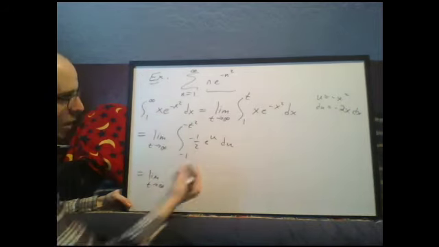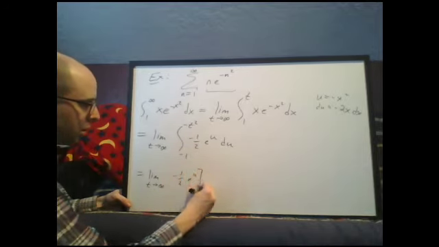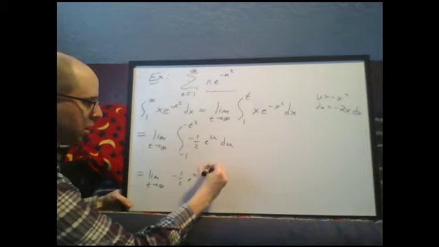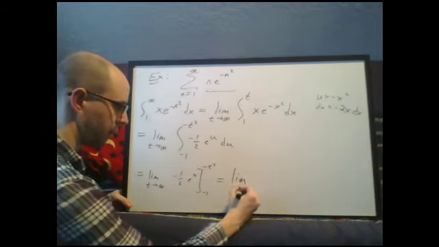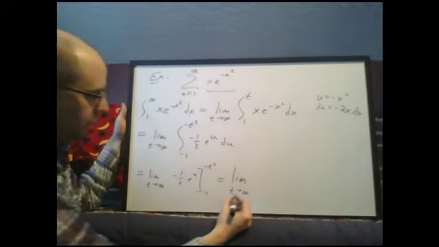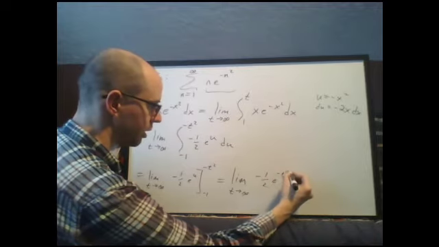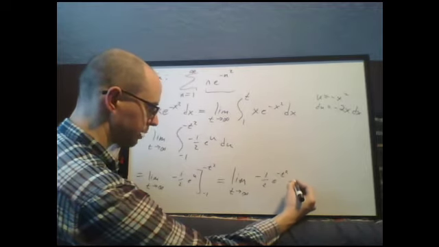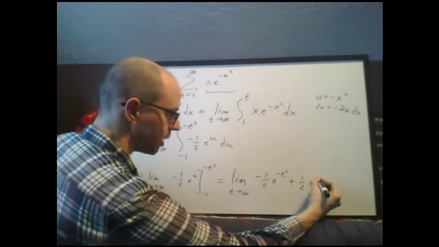All right, so then the integral of this would be negative 1/2 e to the u. So I'll get negative 1/2 e to the minus t squared. Minus a minus makes plus 1/2 e to the minus 1.